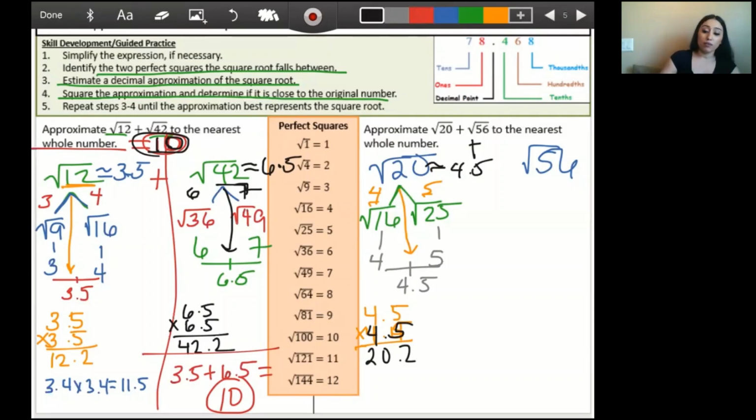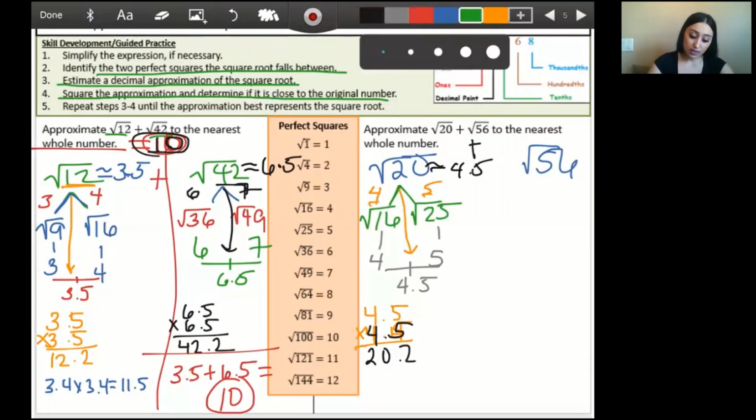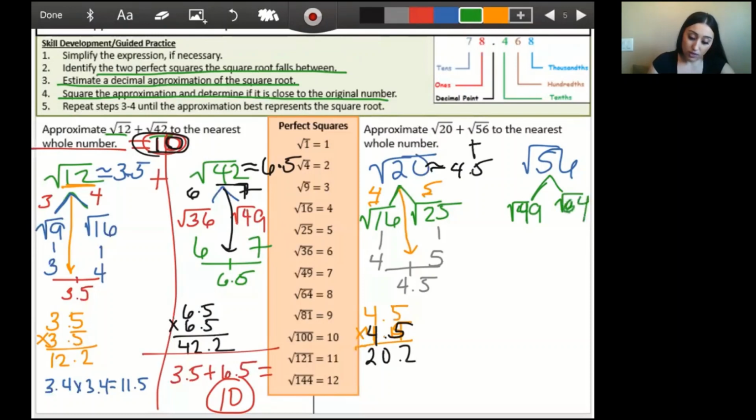Okay, my next problem. I'm going to move it so you guys can see. I have the square root of 56. So the square root of 56 falls in between two perfect squares. It would be the square root of 49 and the square root of 64. I'm sorry, guys, it's a little bit sloppy. I'm going to try my best to stay clear and organized. I'm going to rewrite this because I want everyone to see. The square root of 49 and the square root of 64. I'm going to draw this out. I know the square root of 49 is 7 and the square root of 64 is 8.